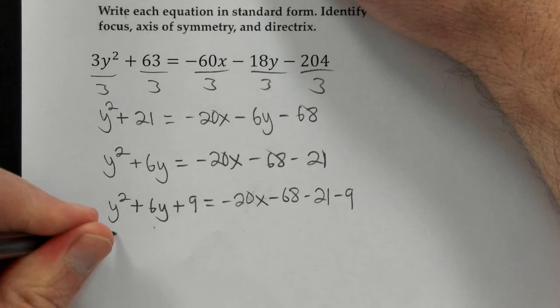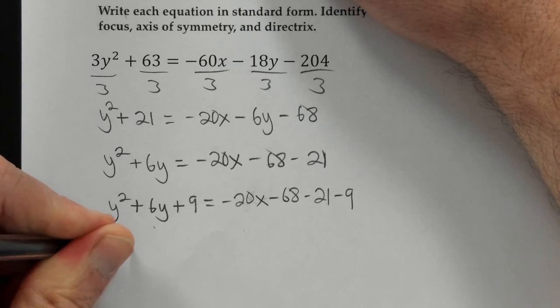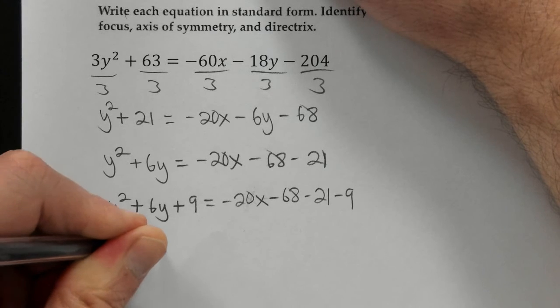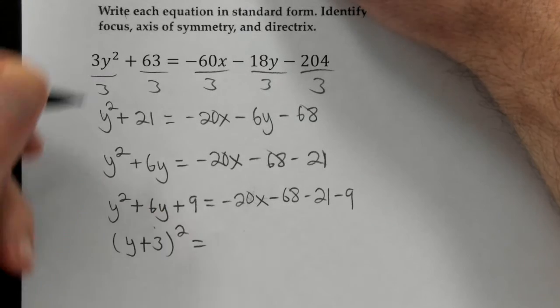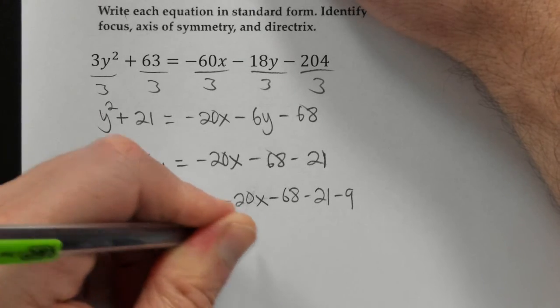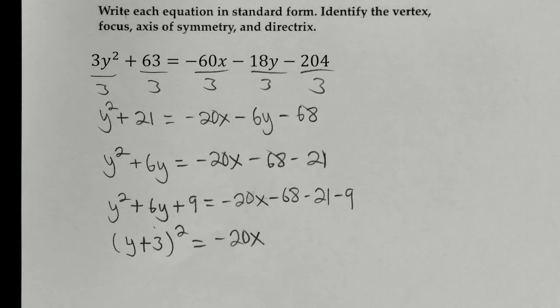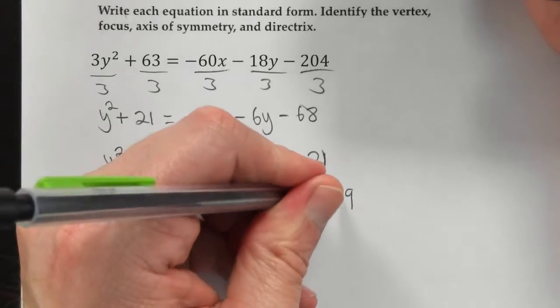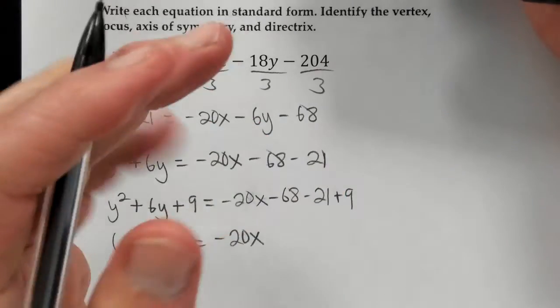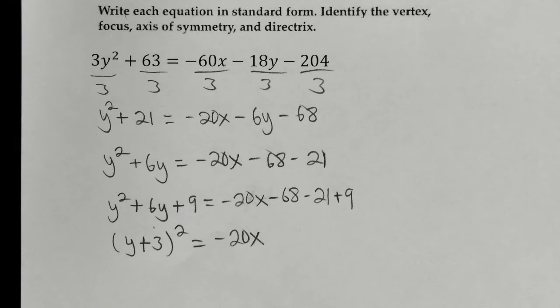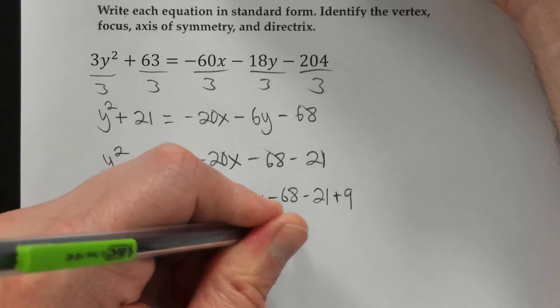Okay, so on our next step, we're ready to go ahead and write this as y plus 3 squared equals, this is negative 20x, all right? And so with this now, I need to make that a plus 9 instead of a minus 9, so I noticed that kind of right away. All right, so if I put all these together, I can go 68 plus 21 and then minus 9. So that would leave me with minus 80 right here.